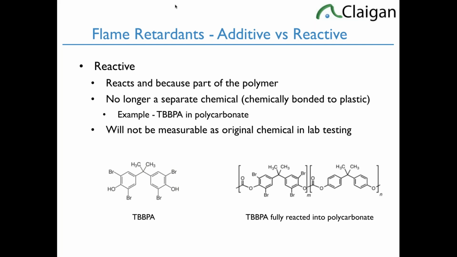And if we tried to test for it, we wouldn't get tetrabromobisphenol A. Sure, we can measure bromine because of its elemental presence, but because the tetrabromobisphenol A is merged with the polycarbonate, unless we rip the polycarbonate apart, we won't see the tetrabromobisphenol A because it's fully reacted, now one with the polymer.